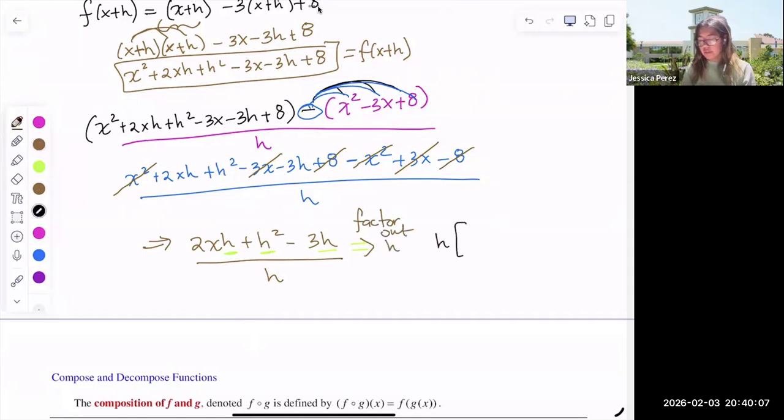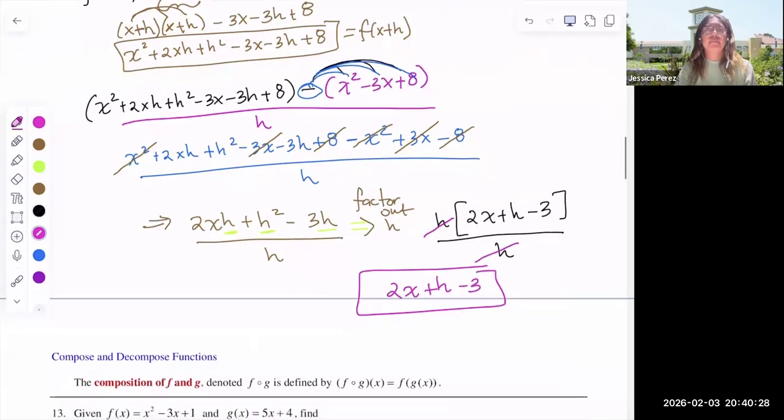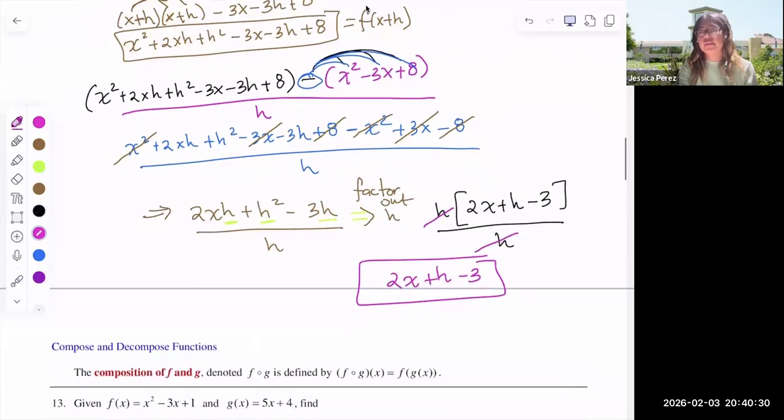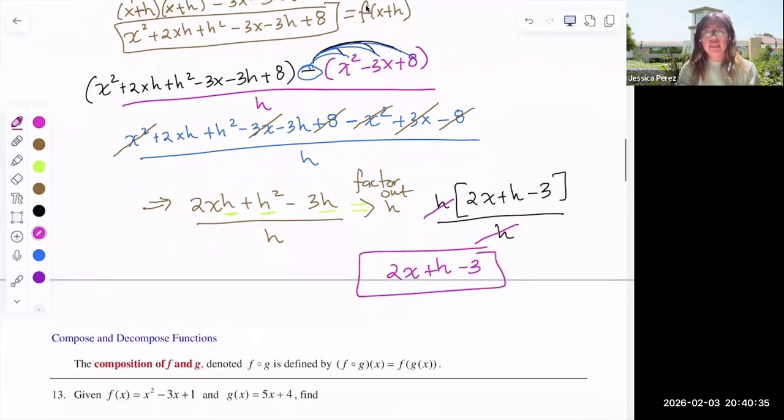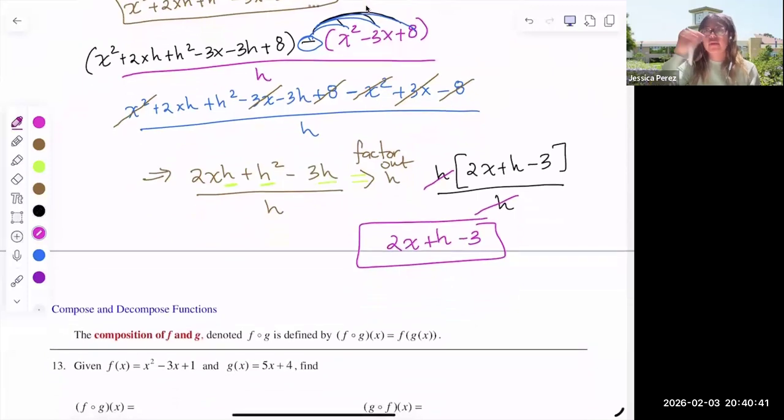So I have h times 2x plus h remaining minus 3, all over the h that was on the denominator. That will cancel, and I'm only left with 2x plus h minus 3. And that will be my solution for that particular difference quotient. Okay. And that's for a quadratic. So it's definitely much more work, but definitely doable. So hopefully you are tracking the notes and you're following along the distributions of those negatives, because that can also happen.